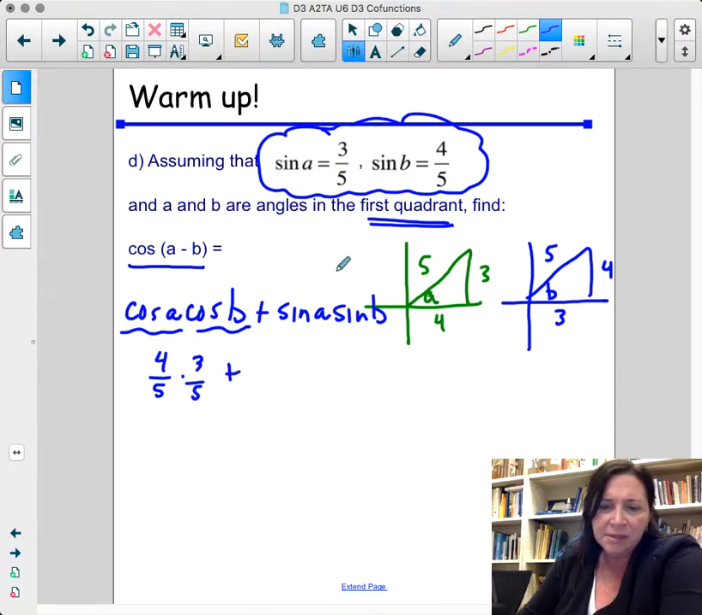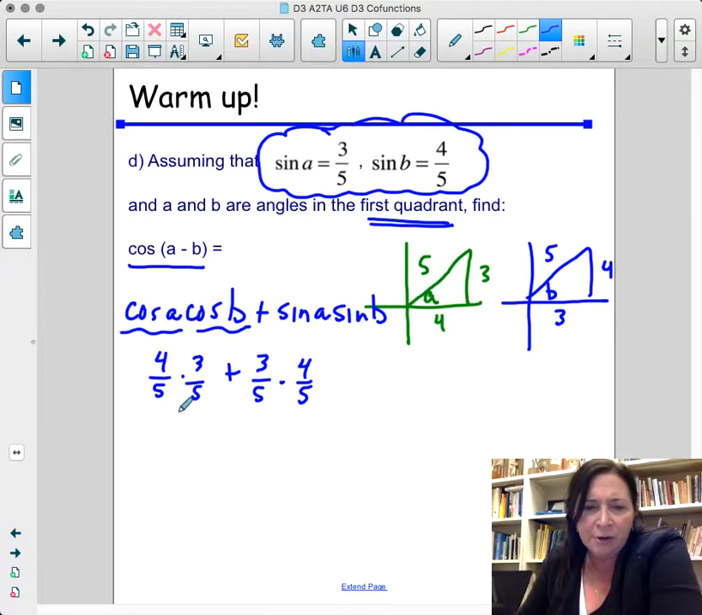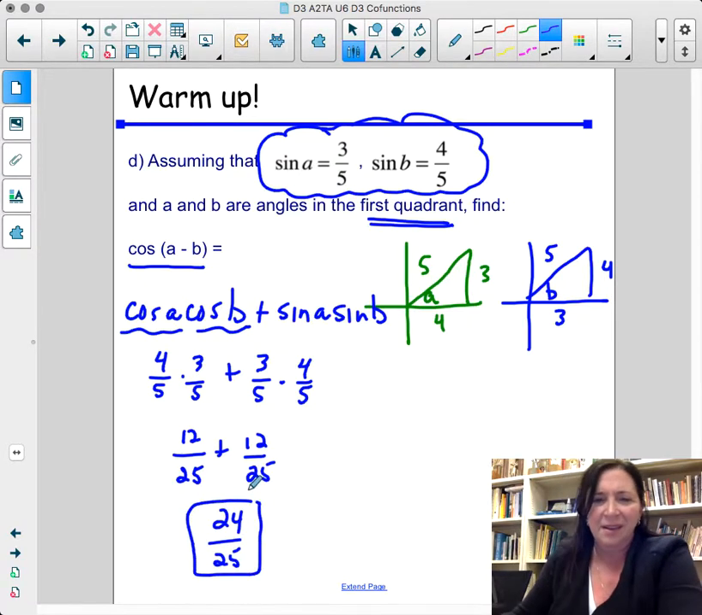Plus sine of A. Sine of A is opposite over hypotenuse, so that's going to be 3 over 5. And sine of B, opposite over hypotenuse, so that'll be 4 over 5. So multiplying numerators with denominators, I end up getting 4 times 3, which is 12, over 25, plus 12 over 25, and that's going to be 24 over 25. So that's my answer. That's kind of cool.